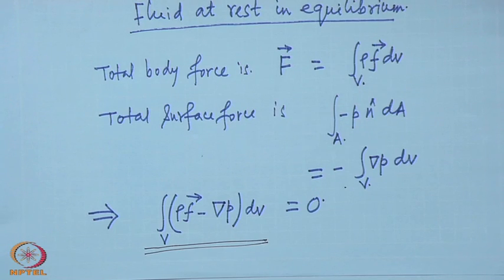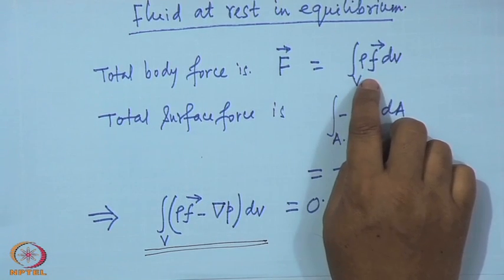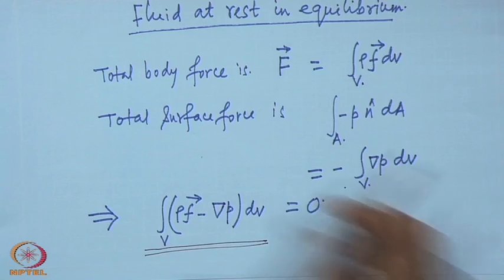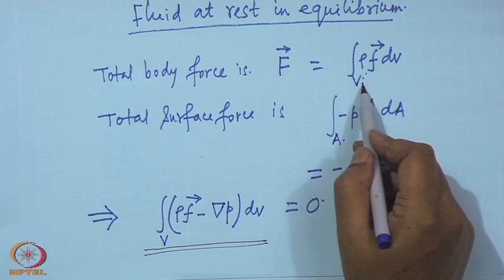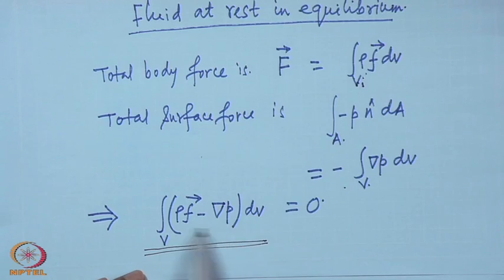Remember there is something about the volume, this V. This surface or this volume, since we are considering in the first relation itself, the total body force is integrated over this volume. That means this volume must be entirely within the fluid. You cannot consider a volume which is partly in fluid and partly not. The volume must be such that it is entirely within the fluid. And since this relation is general for any arbitrary volume, we can say that the integrand itself is 0.